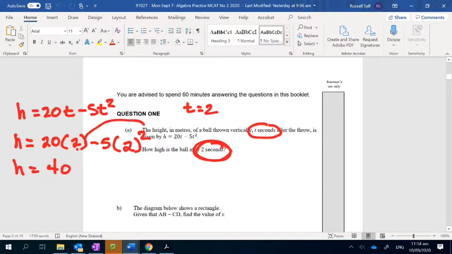Order of operations here says I have to do the exponent first, right? So 2 squared makes what? 4. And negative 5 times positive 4 is? Negative 20. Excellent. And 40 minus 20 is? 20. So the final height is 20. And make sure that you put the units: 20 meters.